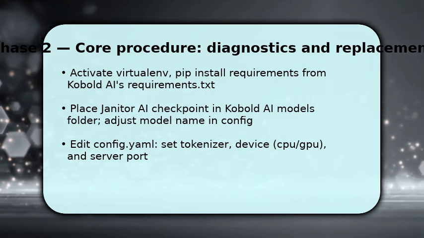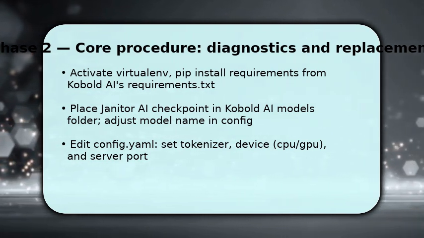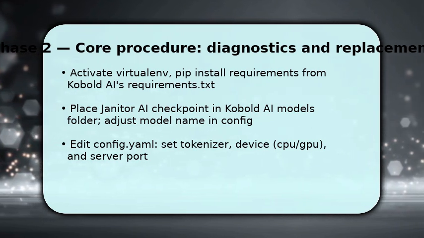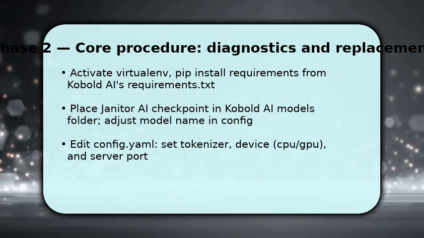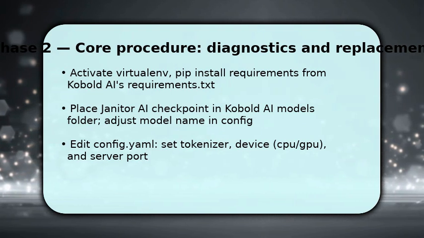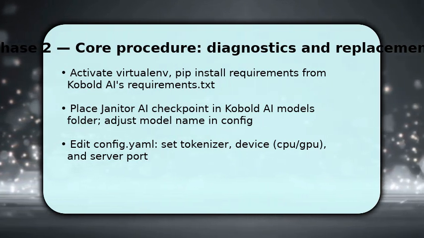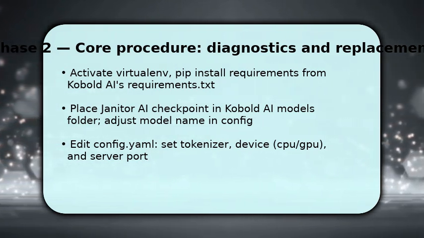Choose GPU for speed if available, otherwise CPU. Also set the server port and model name. This matters because mismatched tokenizer or device settings cause tokenization errors or slow inference, so double-check these fields.